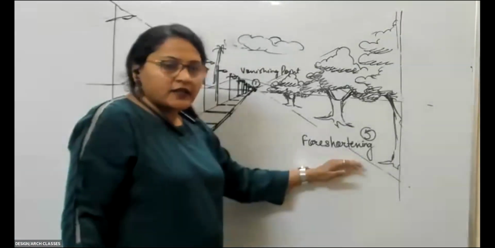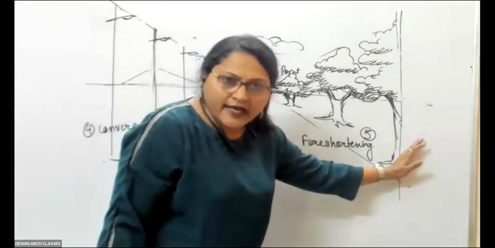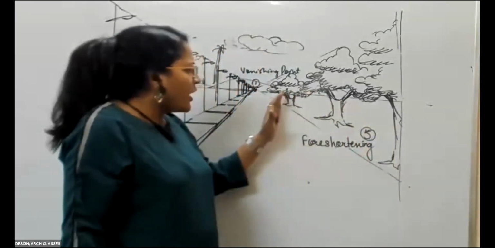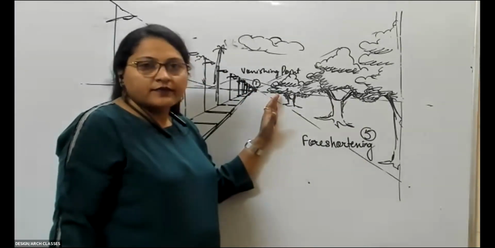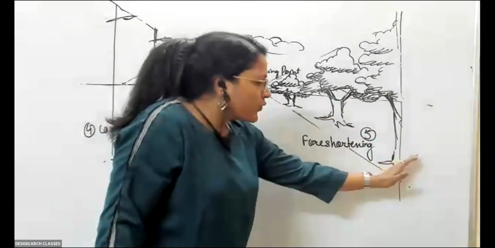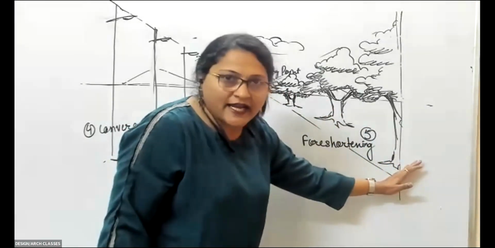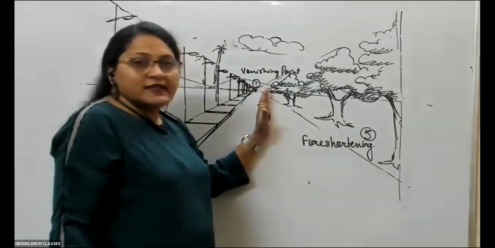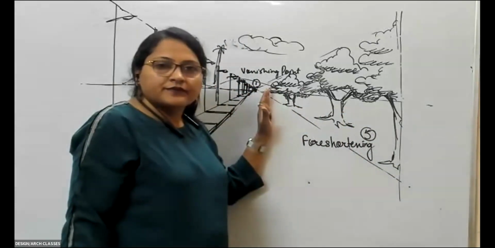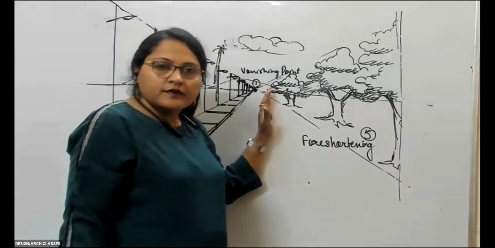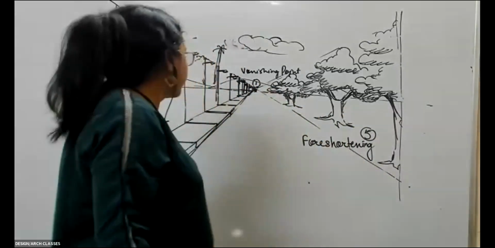The object which is near to us appears bigger in size than the objects which are placed at a distance. समझ आ रहा है? Please write it.